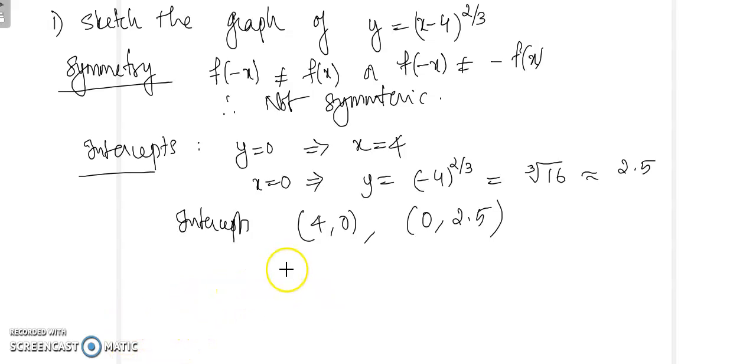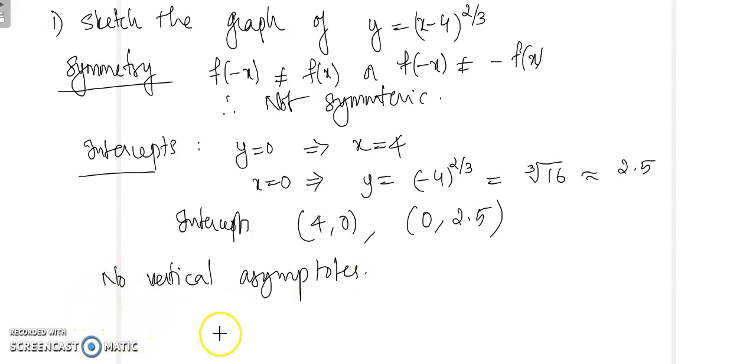Now we do not have vertical asymptotes. You do not have a denominator here, so no vertical asymptotes. And then let us look at the end behavior. If the limit is a finite value, then there are horizontal asymptotes.